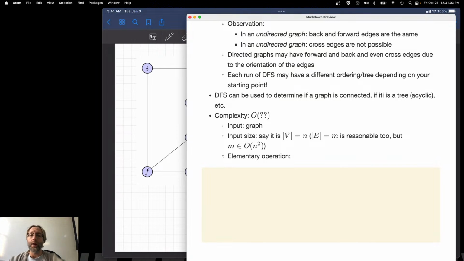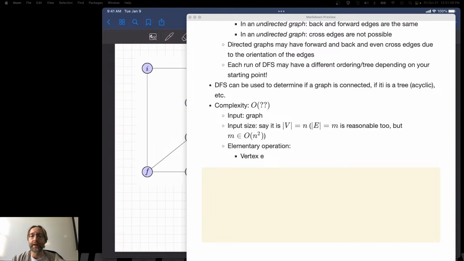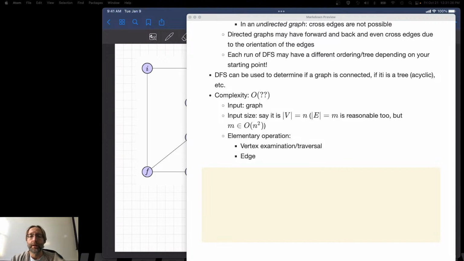What was the elementary operation, though? Well, we identified several things, right? We could say a vertex examination or traversal. Anytime you step on a vertex and you discover that vertex, or you look at a vertex and you see that it's been colored gray or that it's been colored black so that you don't want to go to it again, right? A vertex examination or a traversal, or an edge examination or traversal.